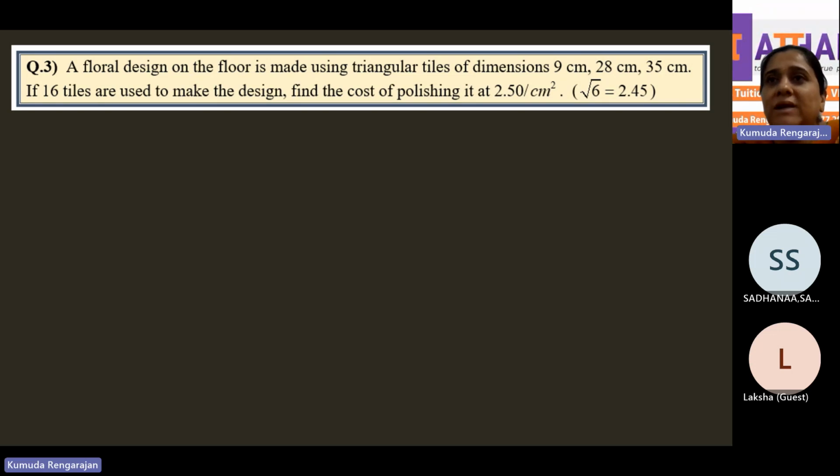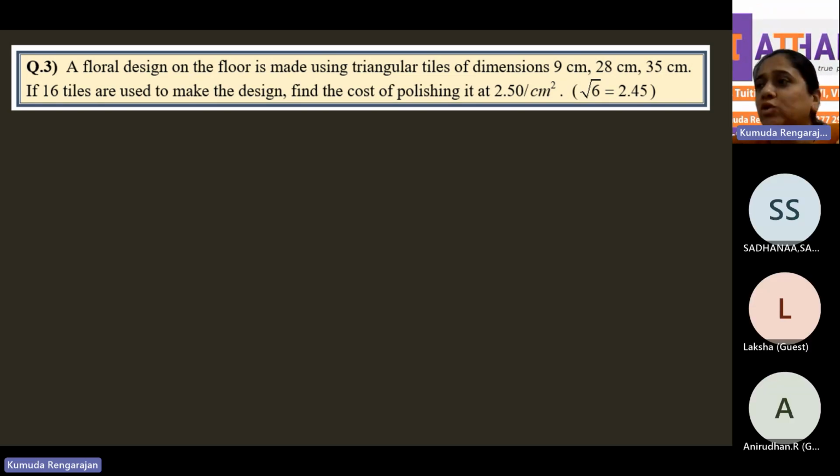Okay, let me just help you get started, children. I'll read the question for you. Please listen to me. A floral design, meaning a flower-like design. In villages, in the hall, on the floor in the middle of the hall, the tiles will represent some flower-like design. So a floral design on the floor.